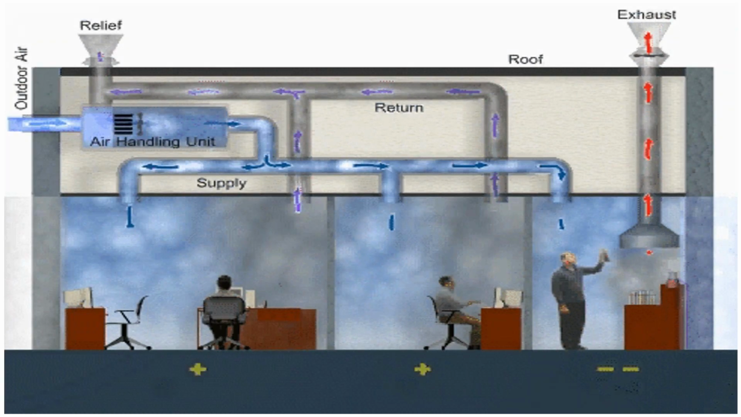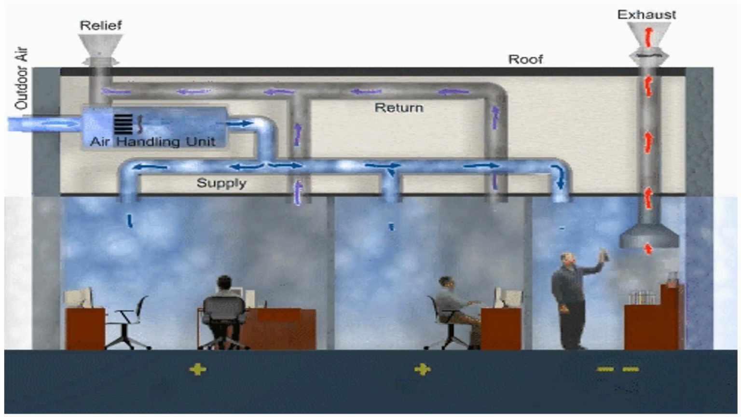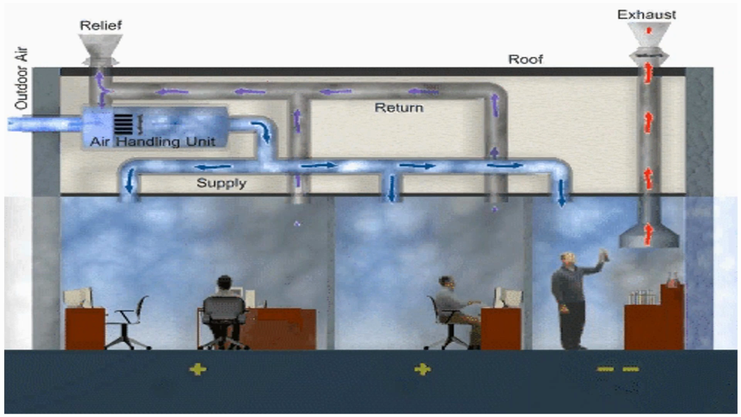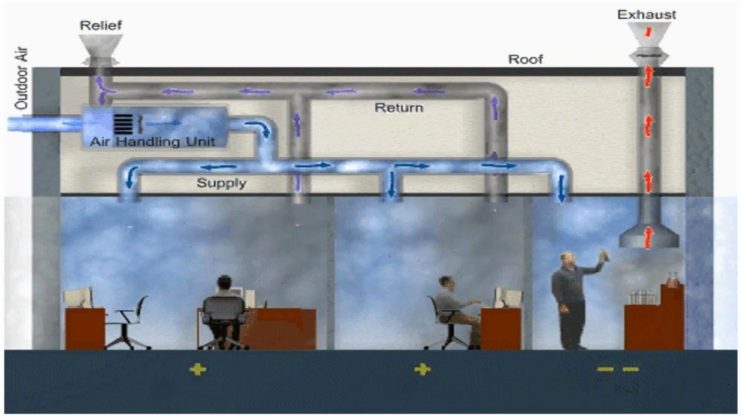Why do we have filtration in general? Okay, really quick. We bring air from outside into the building. Now again, we don't classify that as fresh air anymore. Now we classify it as outdoor air. Why?